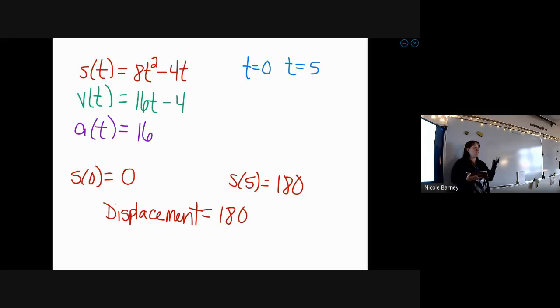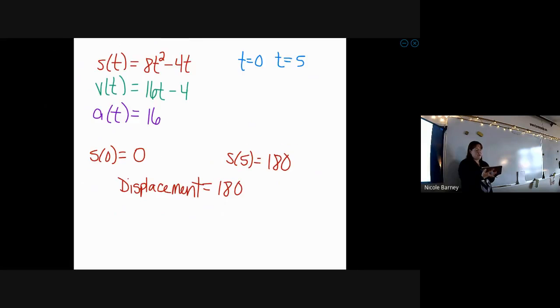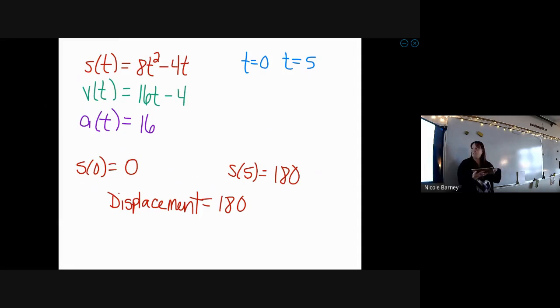But what we have to figure out is, did I move back and forth a bunch of times in between 0 and 5? Okay, so that would be distance. Distance says, hey, you might have been walking back and forth a bunch. So let's figure out what that is. So remember, here's my number line. If I'm walking left and I want to walk right, I have to stop, right? But we have a constant acceleration of 16, so we don't. Right? But you put it into the velocity, right?